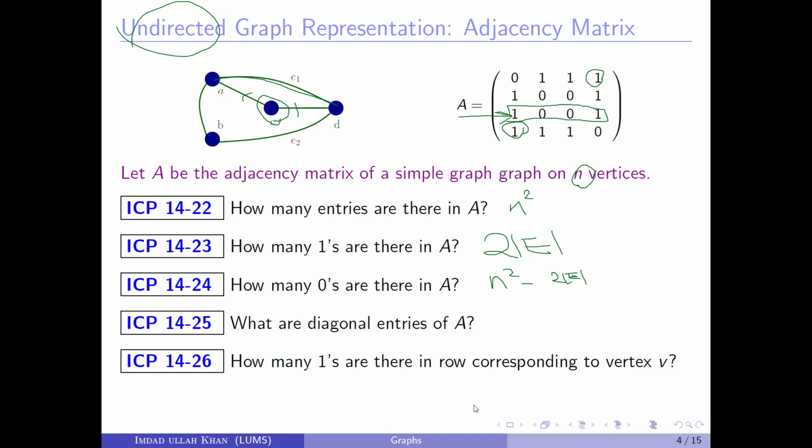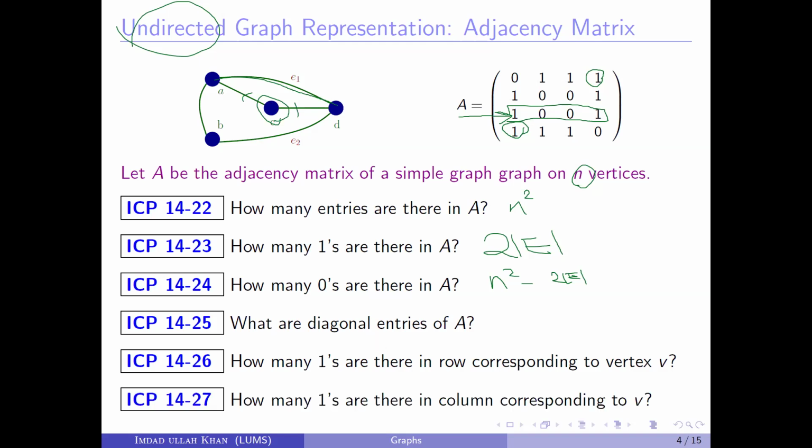How many ones are there in the column corresponding to B? Again, the answer is the same because the graph is undirected. If you focus on a particular column, for example the third column, that means there are 2 edges which are coming to C. So they are being counted twice. So again, it's the degree of V for an undirected graph.